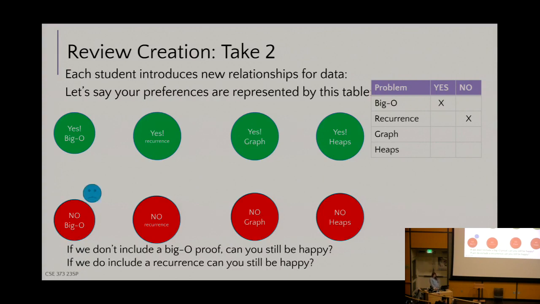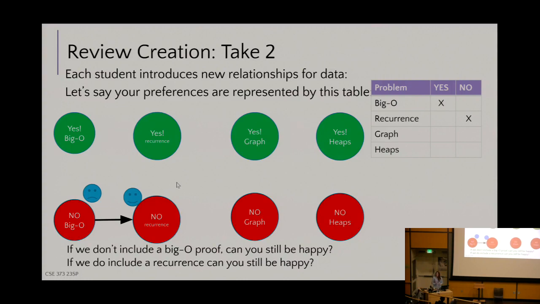Let's say this is someone's entry to me. They said, yes, I do want a big O problem, and no, I don't want a recurrence problem. That's their 2 Booleans they gave me. So this "no big O" is the opposite of their column right here, yes. So this would make them unhappy. If I only gave them 1 vote and that was the case, I could not make them happy. But I gave them 2 votes. And so the opposite, the "no recurrence," that would make them happy.